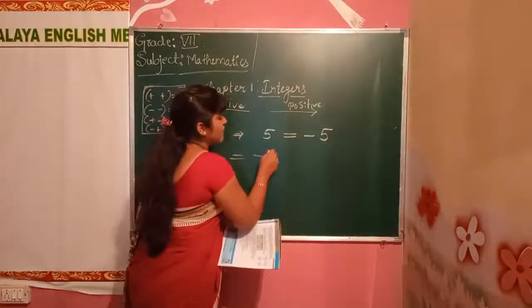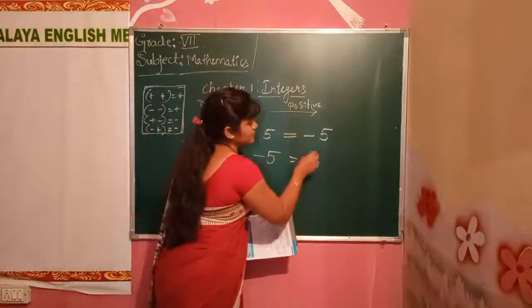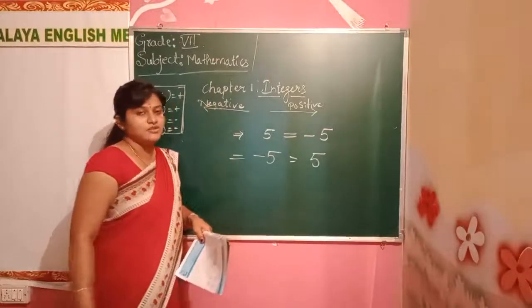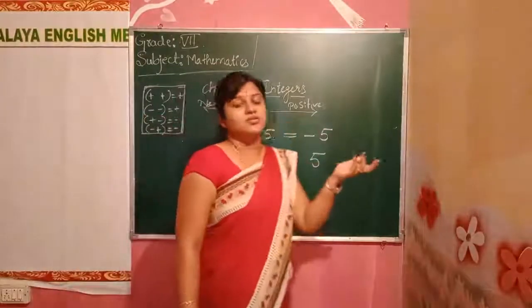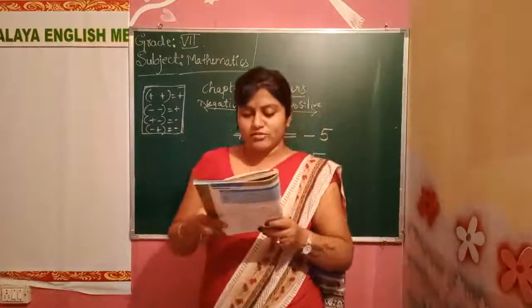For example, if I have -5, then the additive inverse of -5 will be what? 5, because minus minus is plus. Yes, understood? For the additive inverse, only the sign we have to change. This is also one of the properties.